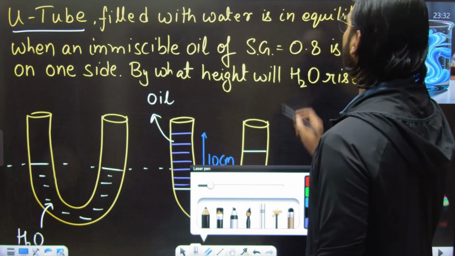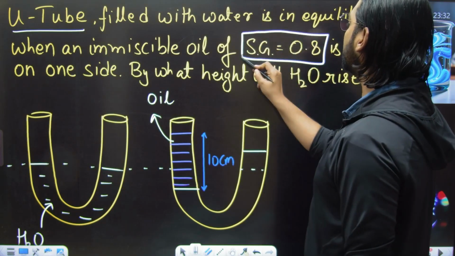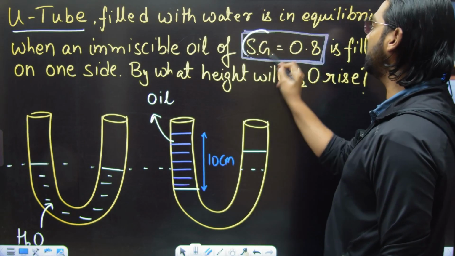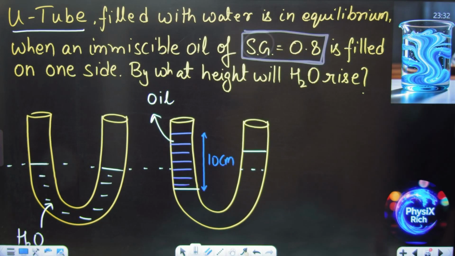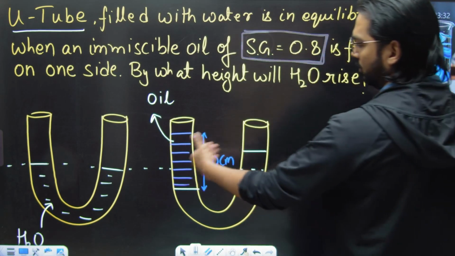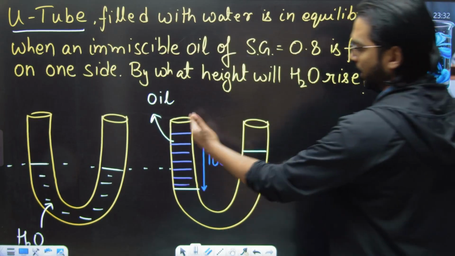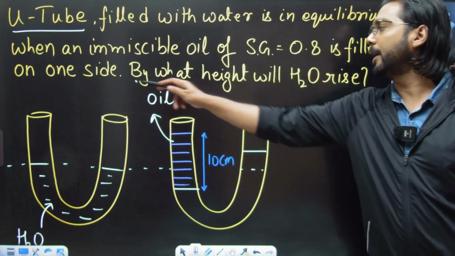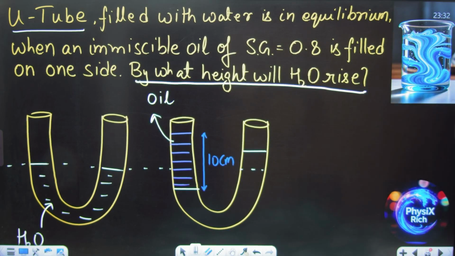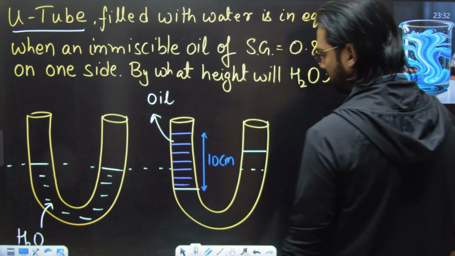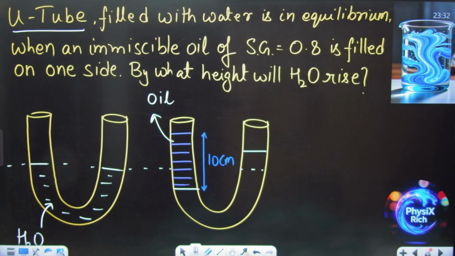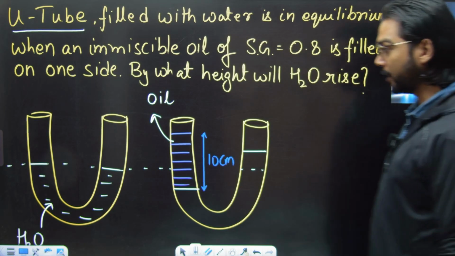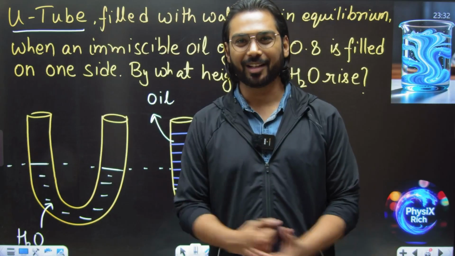Now what oil are we talking about? We're talking about some oil that has a specific gravity of 0.8. Sg stands for specific gravity. And now you fill it onto one side. Okay, this is oil, and this oil does not mix with this water. Now he's asking us, by what height will H2O rise on the other side? And you have filled it by 10 centimeters. So you can pause the video and think about it, and then you can listen to the explanation.